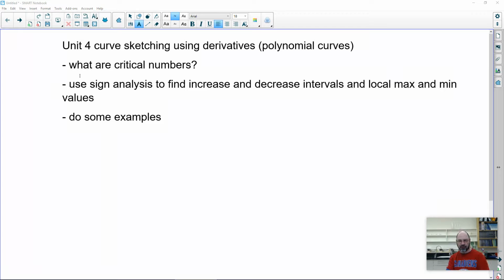So we're going to ask, what are critical numbers? And I'll explain what that is. We're going to use sign analysis to find increase and decrease intervals and where local maximum and minimum values are. And we're going to have some examples to do. So what we're going to talk about is the first derivative test.